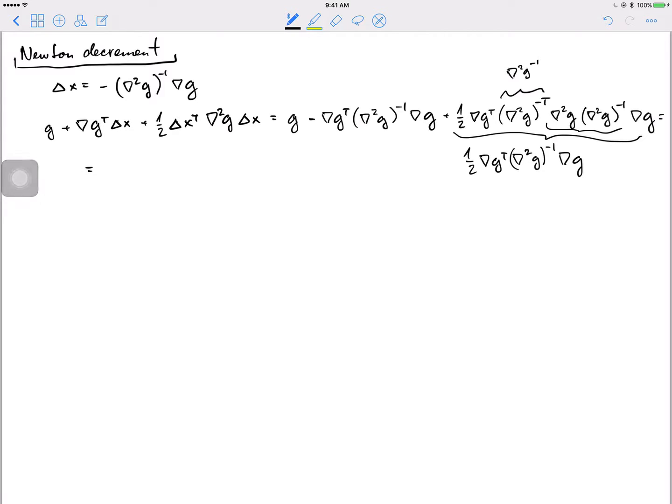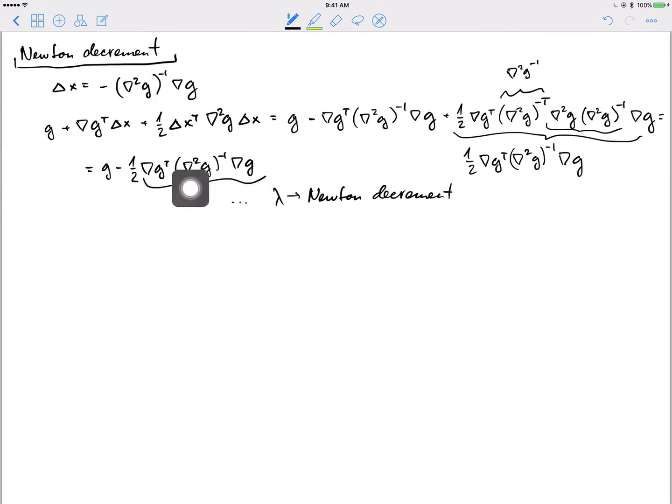So if I put them together, this will be g, and if it's -1 plus 1/2, that's -1/2 of this thing: the gradient transpose, the Hessian inverse, and the gradient. Okay, and voila, this thing is lambda squared, where the lambda is called the Newton decrement. Or maybe the whole thing squared could be called the Newton decrement.